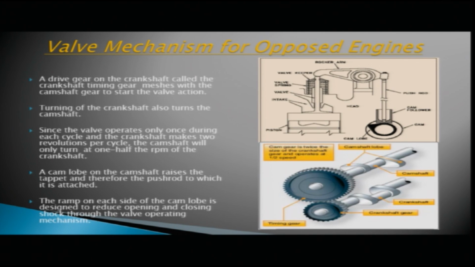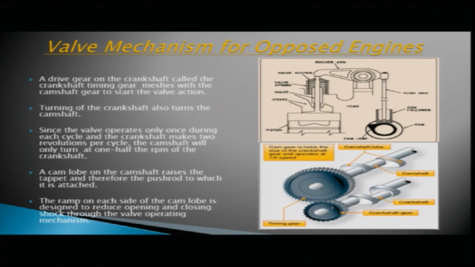So next is the valve mechanism for horizontally opposed engines. Here you can see two figures. In the bottom figure, this is your crankshaft and this is your camshaft. There is a timing gear on both the shafts. This is your crankshaft timing gear and this is your camshaft timing gear.